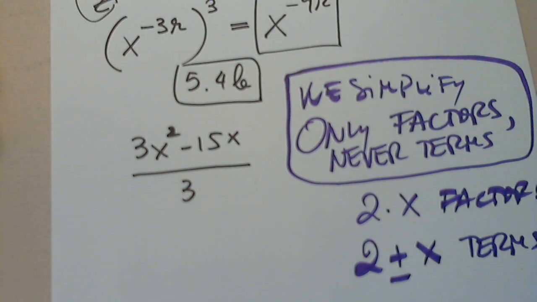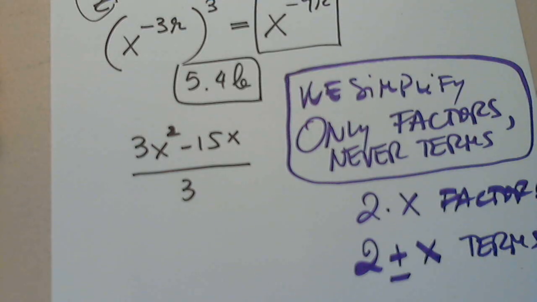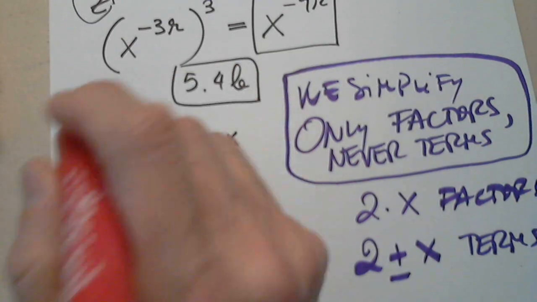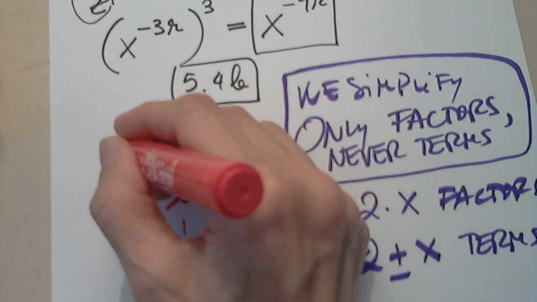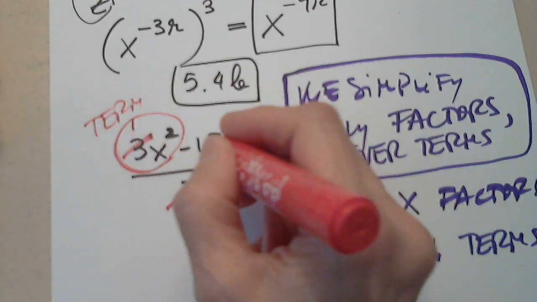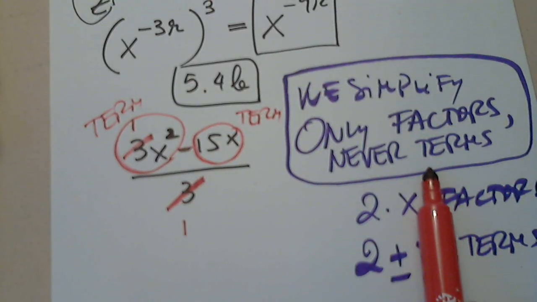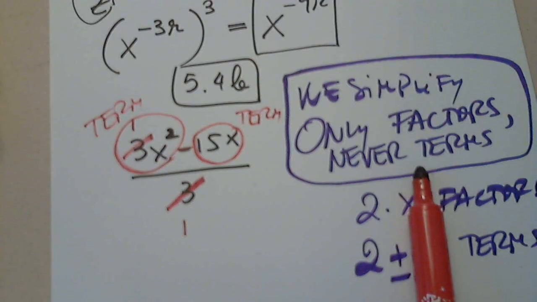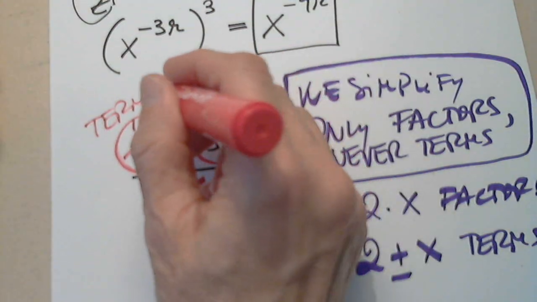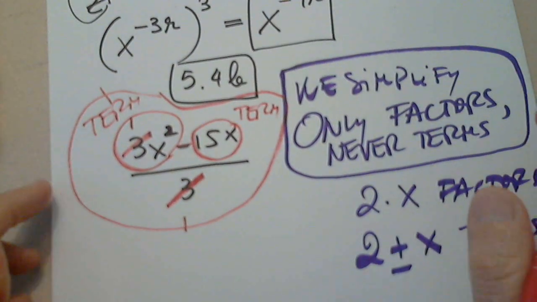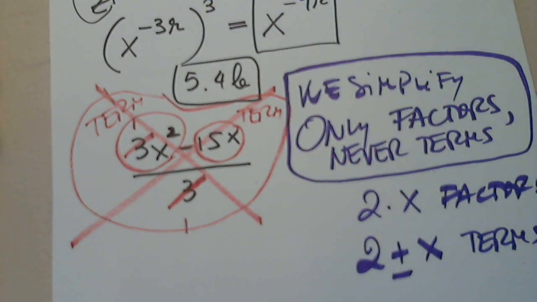So it would be a terrible mistake to simplify this 3 with this 3. Why? Because this is a term connected by subtraction to another term. And the rule does never, ever, ever allow us to simplify terms or portions of a term. So please do not ever make this mistake. So then what can I do?